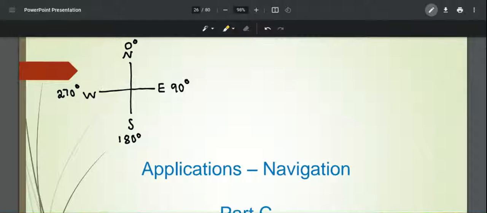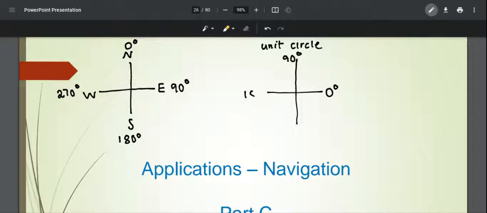All right. So the difference then in the compass, where north is 0, east is 90, and the unit circle is that your east direction is really your 0 degrees on your unit circle. That north is your 90, west is 180, and south is 270, right?